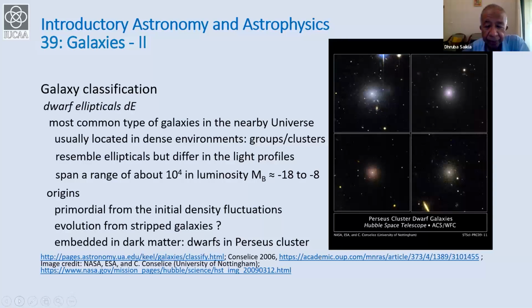But in addition to that, we have these dwarf ellipticals. These are the most common type of galaxies in the nearby universe, usually located in dense environments. They resemble ellipticals but differ in light profiles, and they're much less luminous. But they span a reasonably large range. The absolute magnitudes are given here. Their origin is not very clear, but different scenarios have been suggested, and it's possible that different scenarios may be applicable to different dwarfs. Some could be primordial, from the initial density fluctuations. Some could have evolved from galaxies stripped of gas as they interact in groups and clusters of galaxies. And there's also evidence from some which have been studied in detail that they're embedded in dark matter.